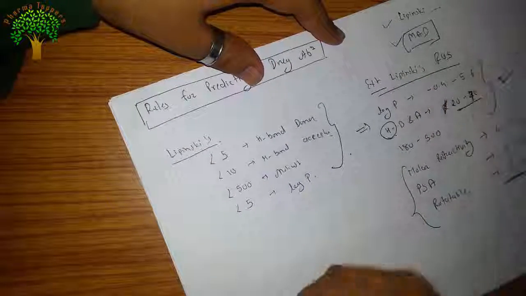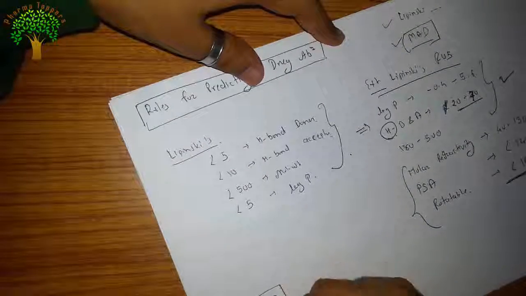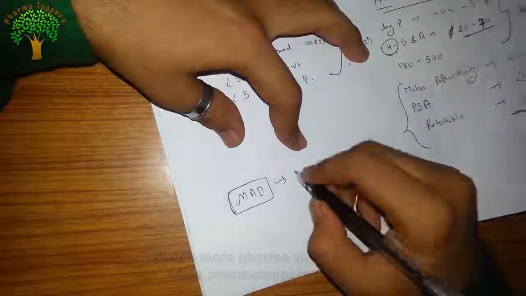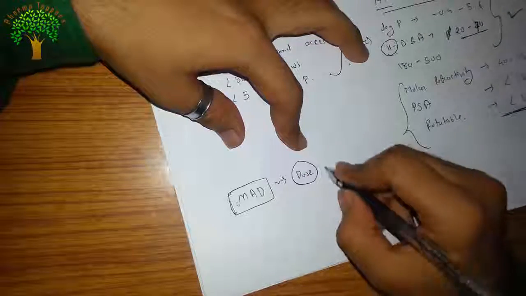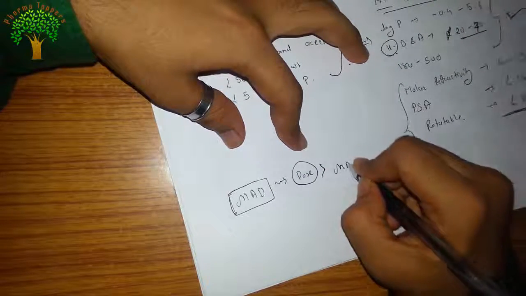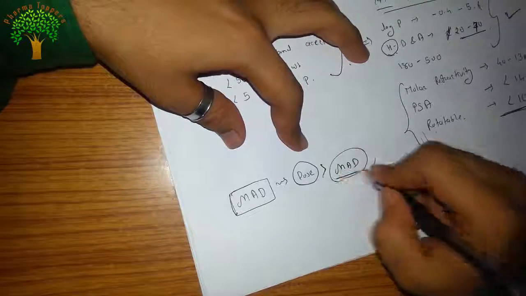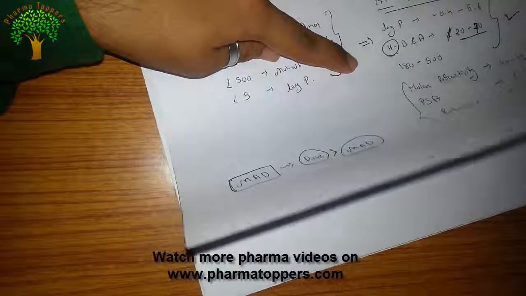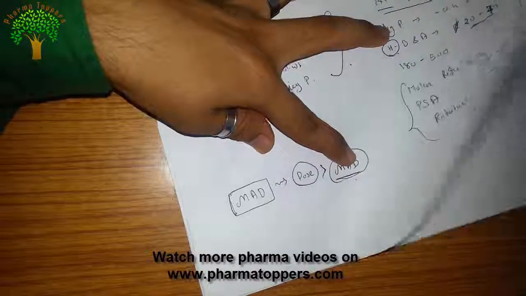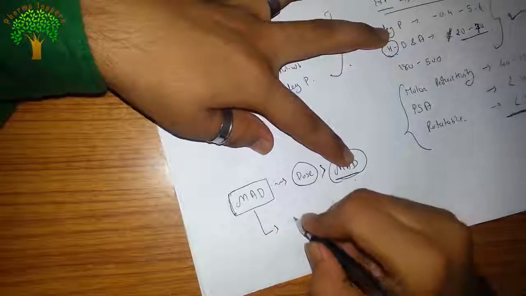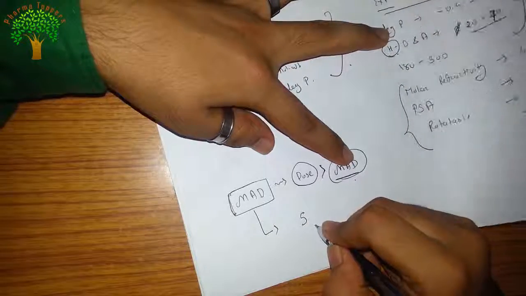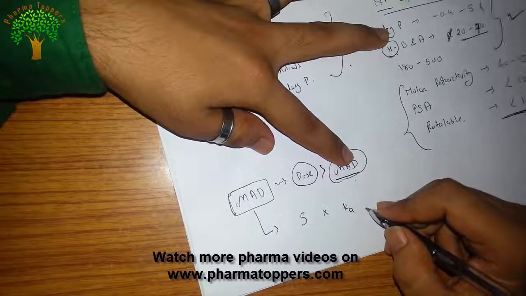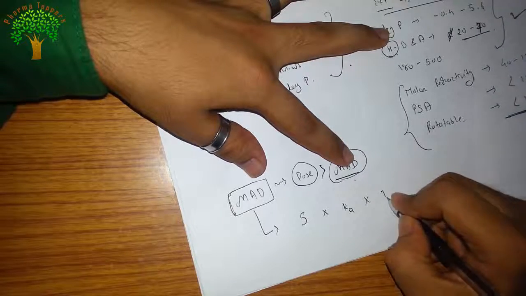The next is the maximum absorbable dose. This is the maximum dose which can be absorbed from the GIT. If your dose of the drug is greater than the MAD, then it won't be absorbed. So the dose of your drug should be less than the MAD, the maximum absorbable dose. The maximum absorbable dose can be calculated from the solubility at pH 6.5, multiplied by the absorption coefficient of the molecule, which is measured using the Caco-2 cell line.